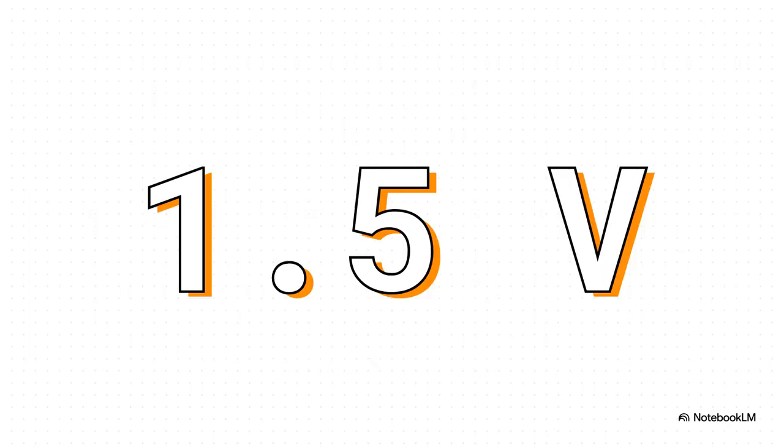Here's a number I bet you've seen 1,000 times: 1.5 volts. It's the potential energy that's stored in a regular old AA battery. This tiny, controlled chemical reaction is what's powering your TV remote. It's a very familiar, everyday bit of chemical energy.